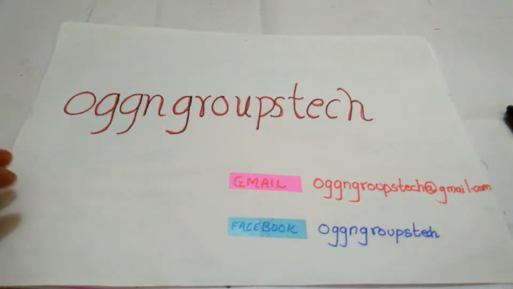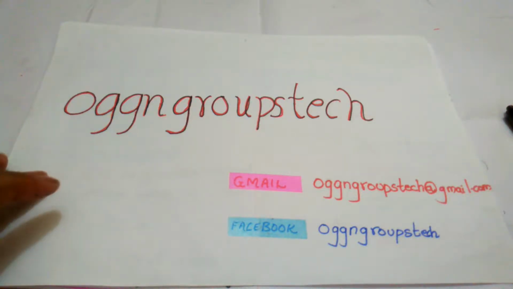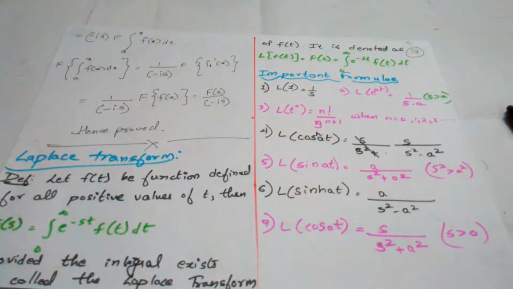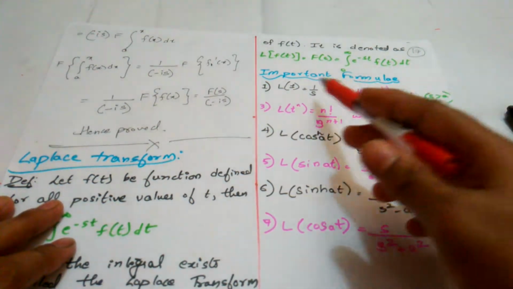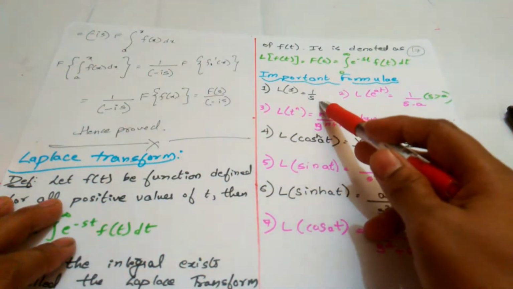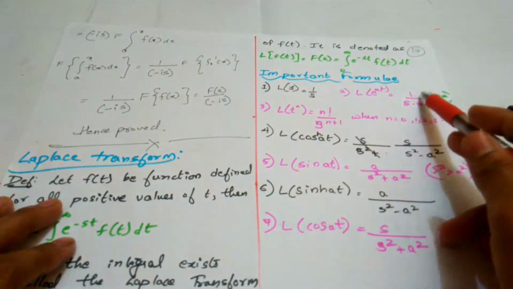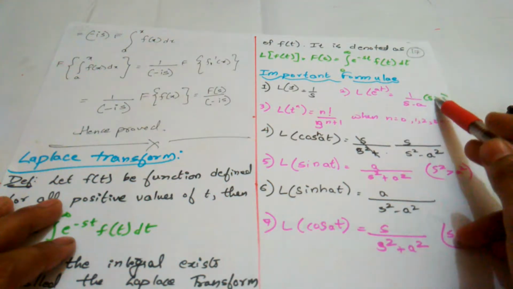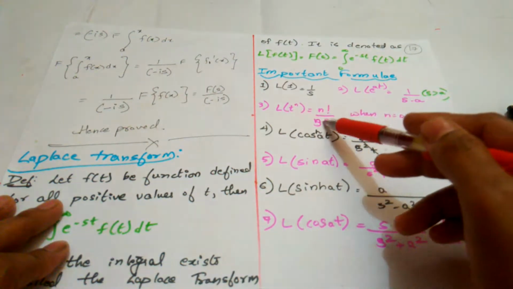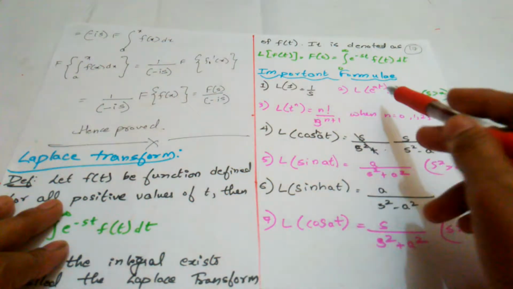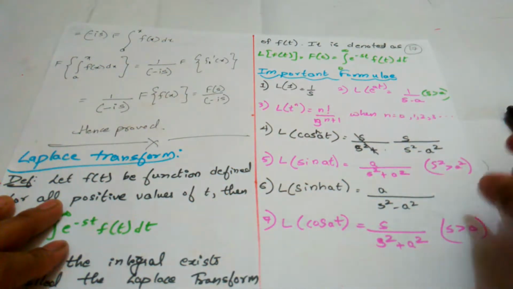Hello, this is a continuation video for the formulas of a Laplace transform. In the previous lecture, we defined what is meant by Laplace transform, and then I started with important formulas which we will require in a Laplace transform. The first formula was L of 1 is equal to 1 upon s. L of e raised to at is equal to 1 upon s minus a, where s is greater than a, and L of t to the n is equal to n factorial upon s to the n plus 1. These three formulas we covered in our previous lecture.